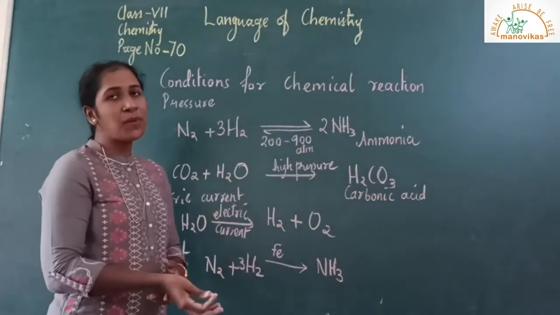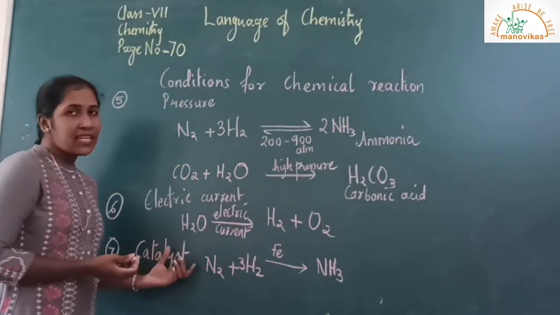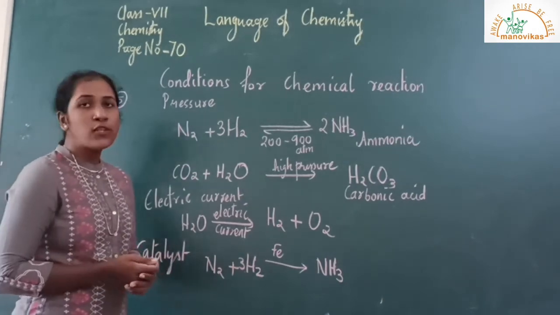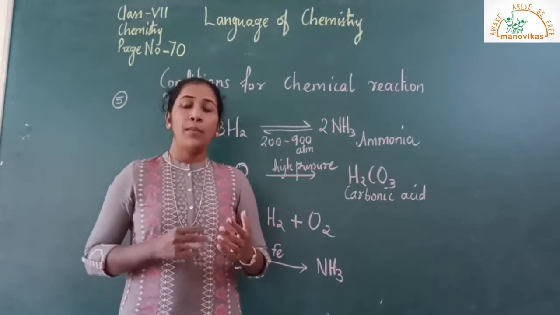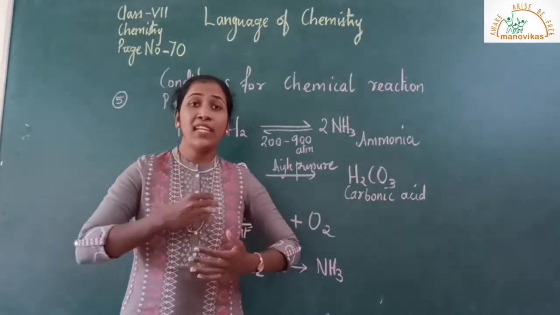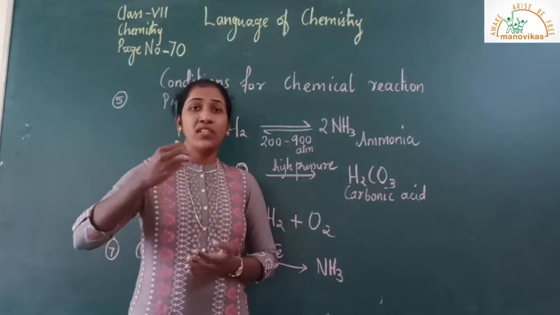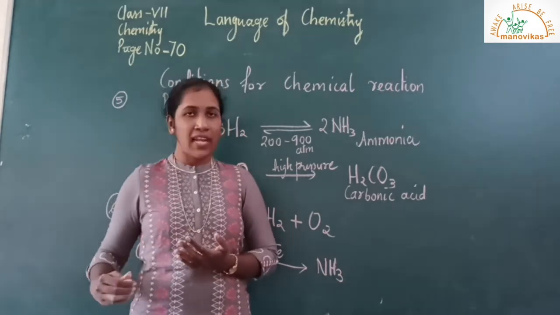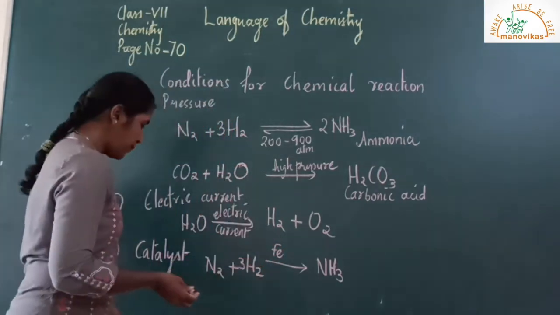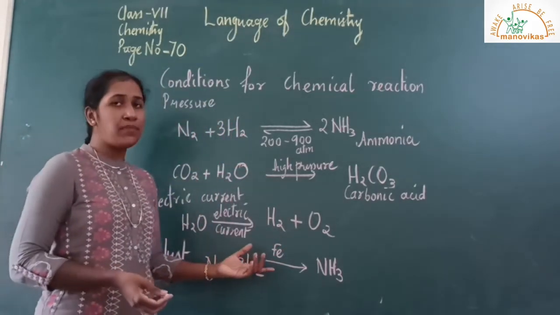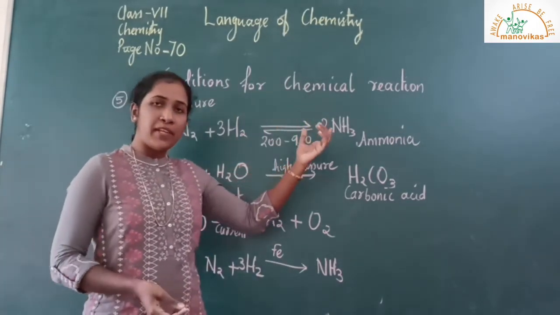So just to increase the speed of the reaction or else to decrease the speed of the reaction, we use the catalyst. Now again, this catalyst, there are two types. One is a positive catalyst and one is negative catalyst. Positive catalyst is the one which increases the speed of the reaction. Negative catalyst is a catalyst which slows down the rate of reaction or which decreases the speed of the reaction. So these are some of the examples and the conditions which are required for chemical reaction.